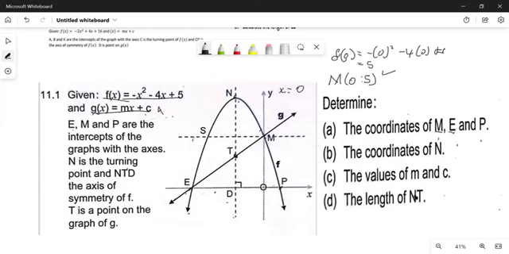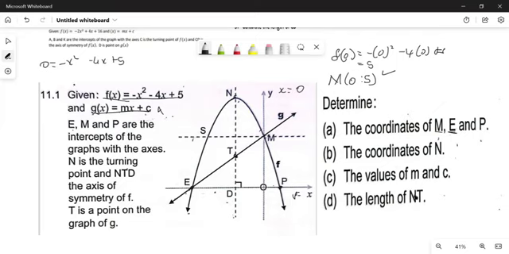Now, we also want the coordinates of E. What is happening here at E? y is equal to 0. At P and E, y is going to be equal to 0. So we use that to our advantage. We say here we have 0, which is going to be equal to minus x squared minus 4x plus 5.